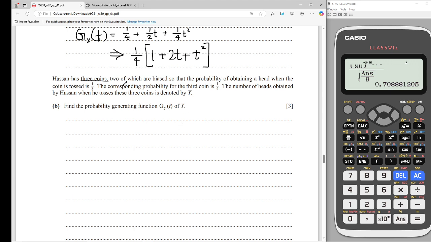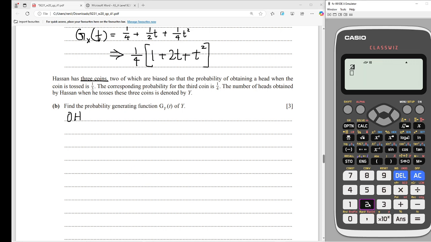So when you have 3 coins, the maximum number of heads you can get is 3. The minimum number of heads you can get is 0. So the probability of getting 0 heads. Given that the probability of obtaining a head is 1 by 3, the probability of not obtaining a head will be 2 by 3. And this goes for 2 coins, so 2 by 3 times 2 by 3. And the probability of not obtaining a head for the third coin is going to be 1 minus 1 by 4, which is 3 by 4. This is going to be 1 by 3. So we have here 1 by 3.